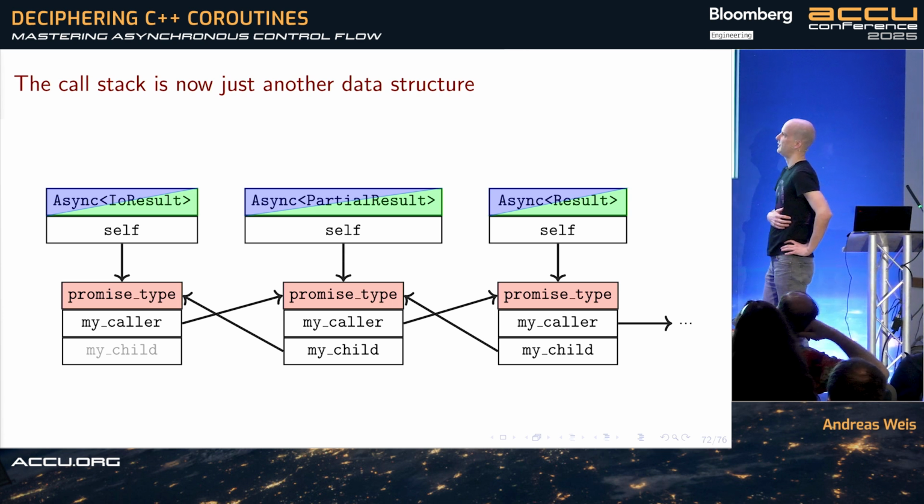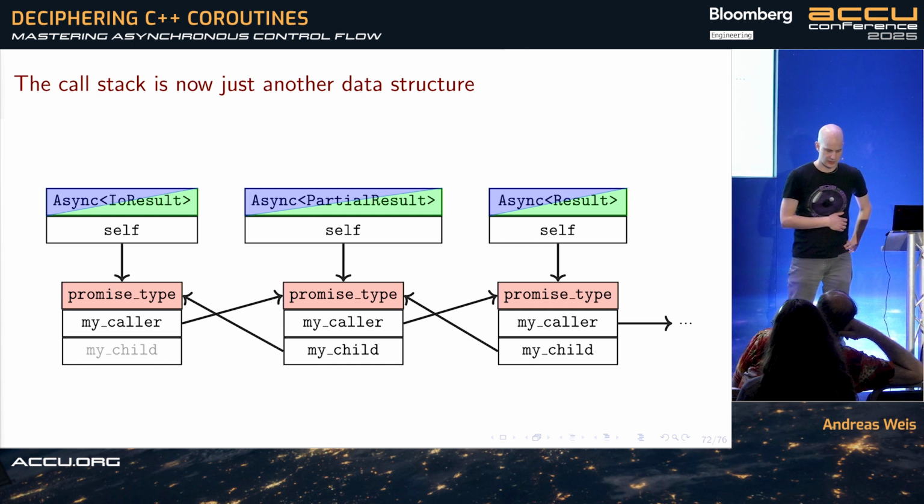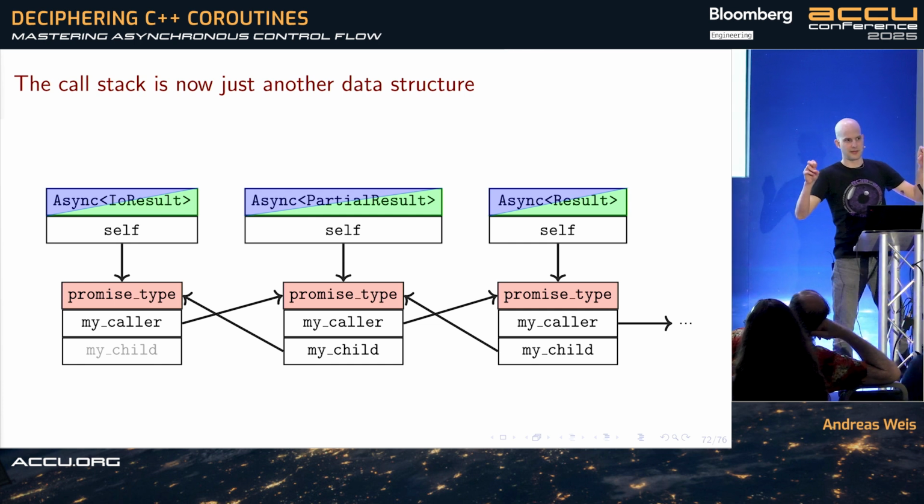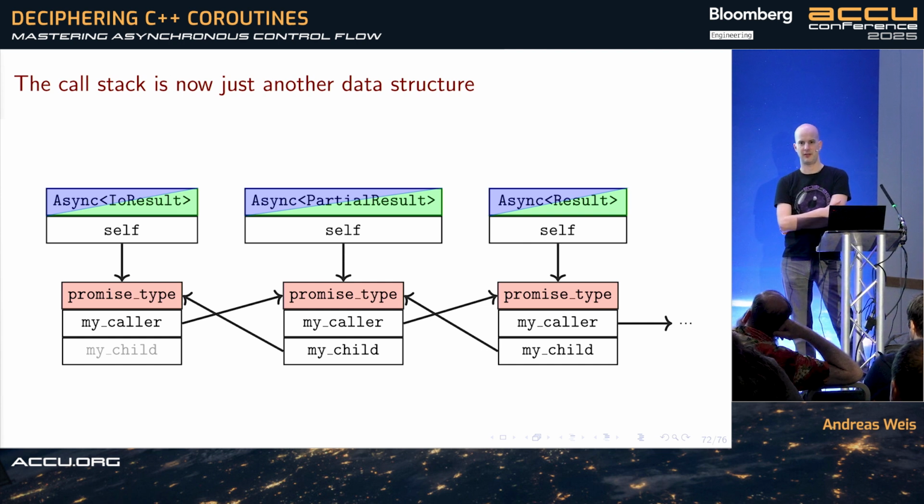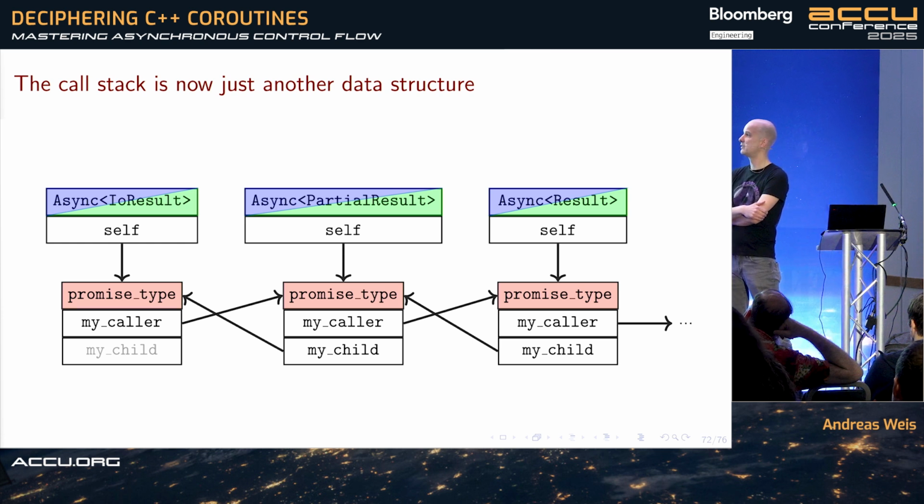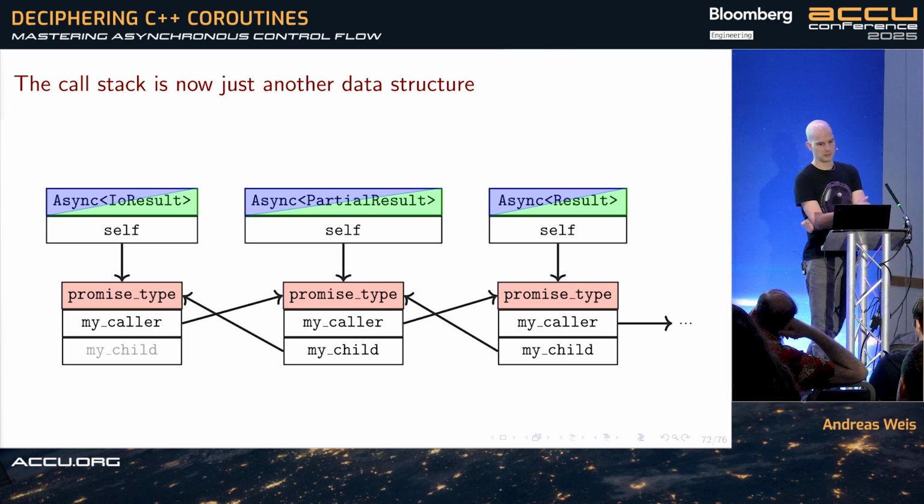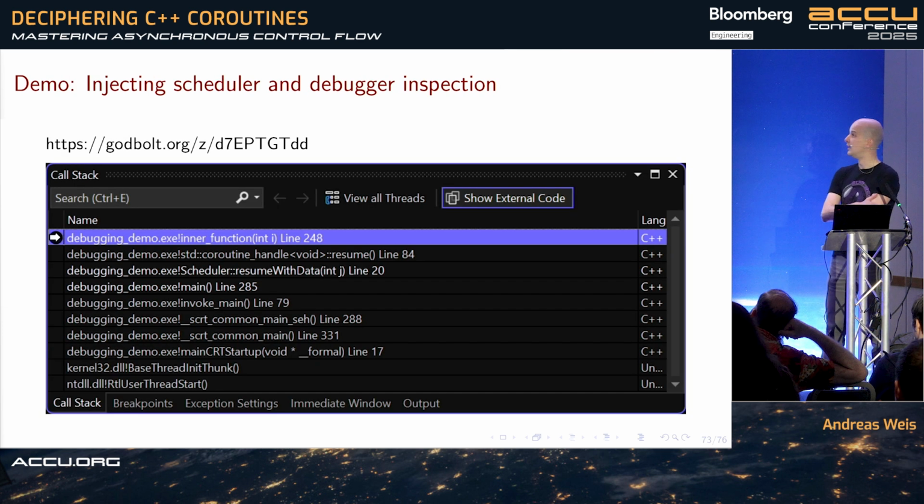So really what is happening here is what in the synchronous world was our call stack, this magical, inaccessible thing that the compiler constructs in the background and that you really don't get to touch or even look at, in the async world with coroutines is just another data structure. And to hammer that point home, a little example.